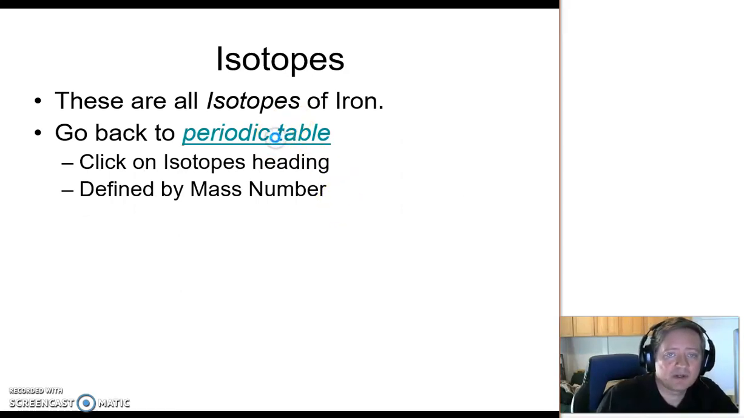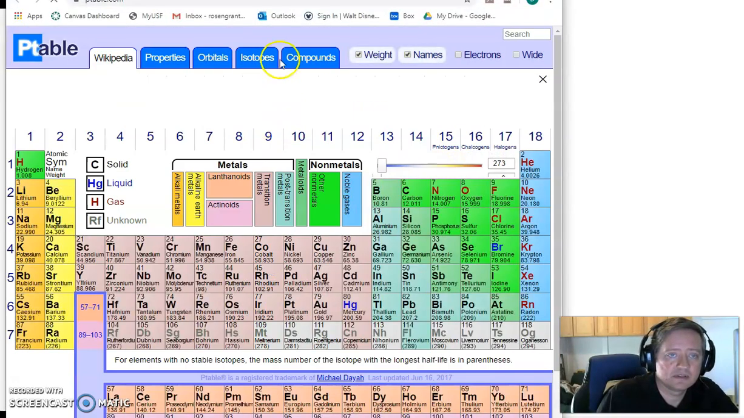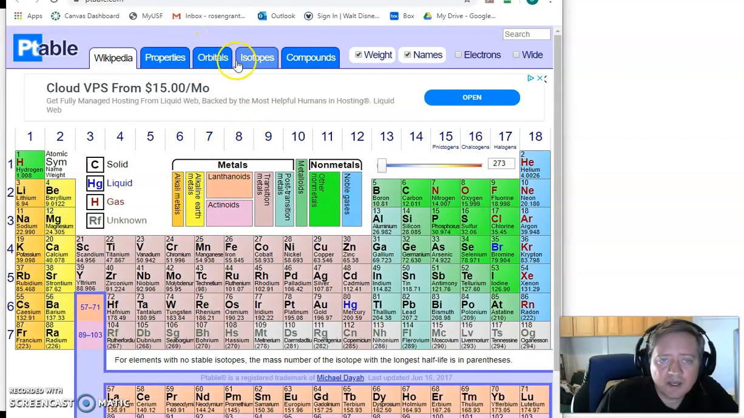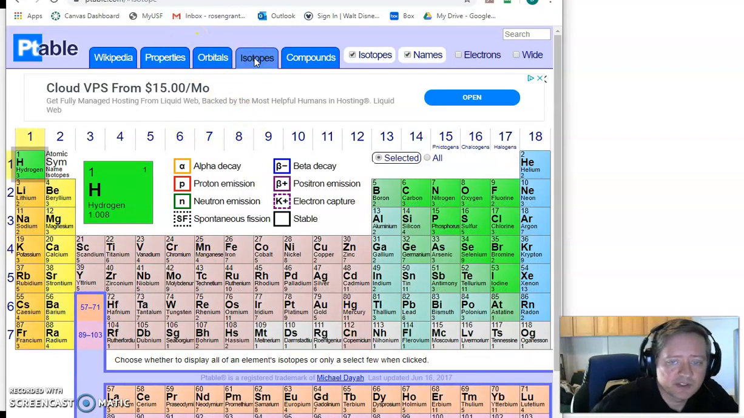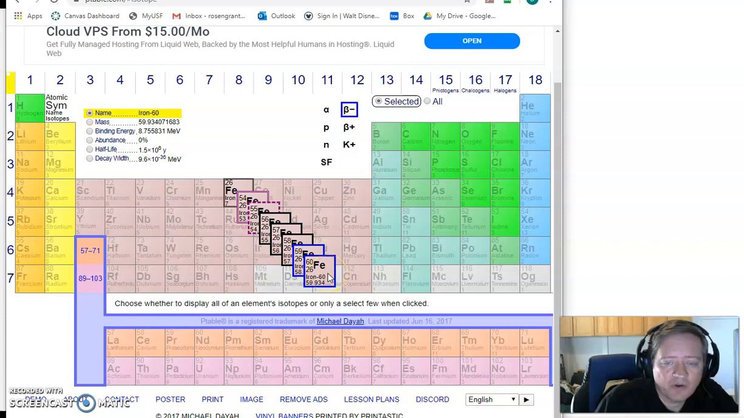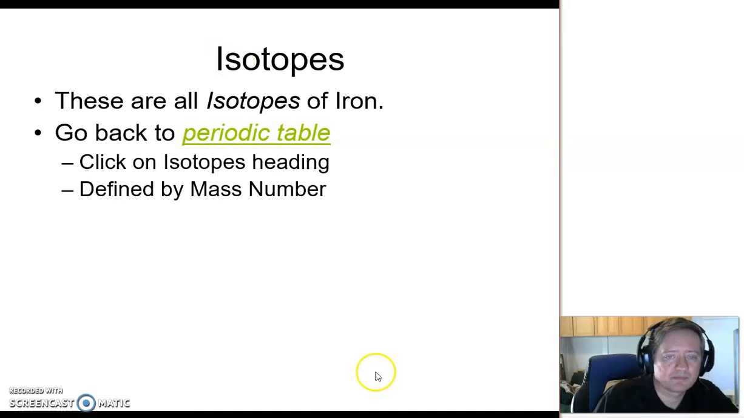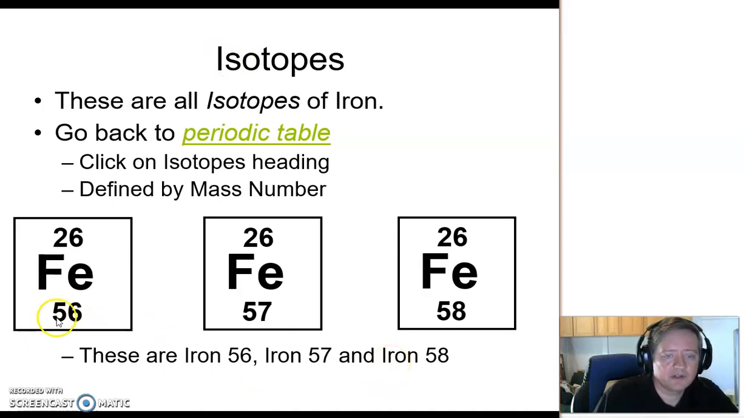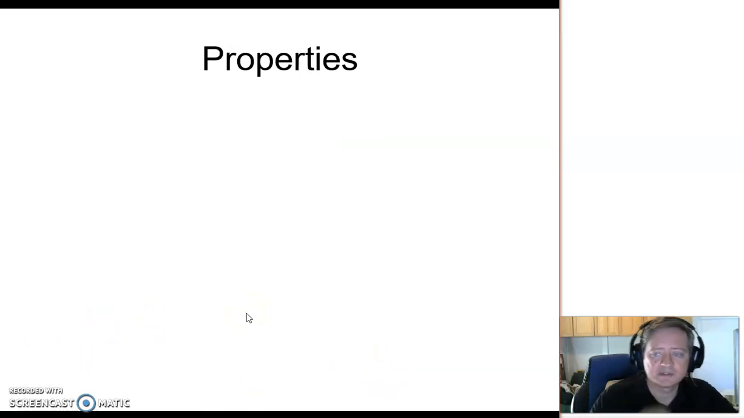If I go back to that periodic table here, one of the titles up here was isotopes. So if I click on, let's say, iron, it has a 7 here. That means there are 7 different isotopes of iron. And we call them by the atomic mass. So this is iron 60, iron 59, iron 58, iron 57, iron 56. So here, iron 56, 57, and 58.